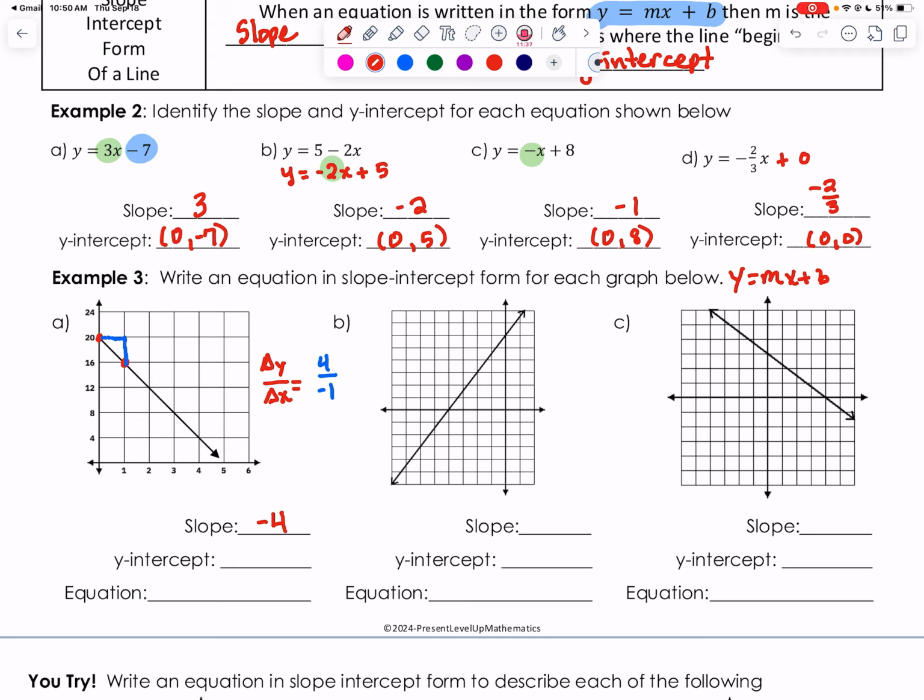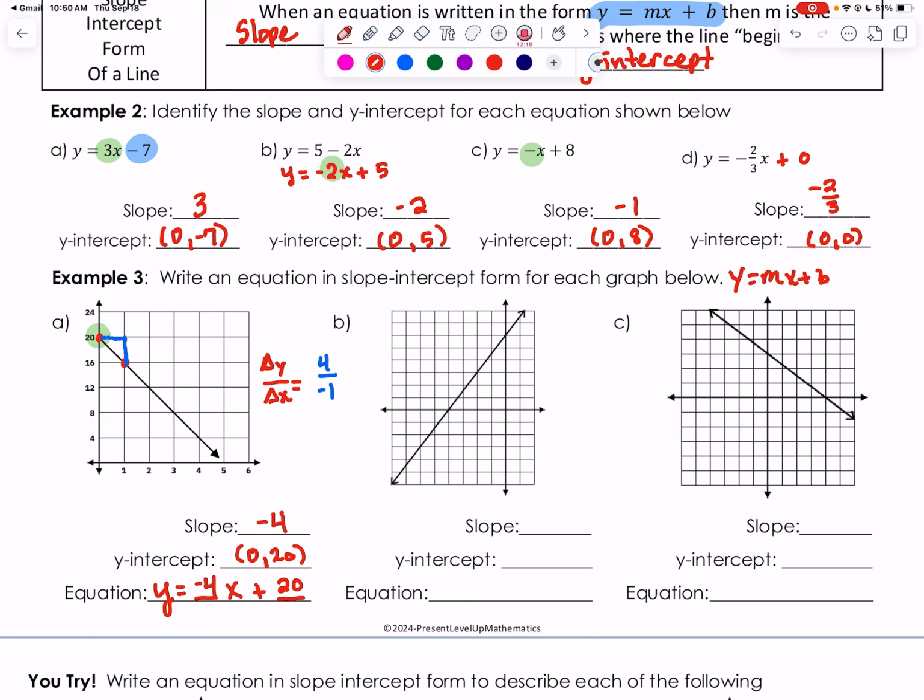Now, the y-intercept is where the line intersects the y-axis. So you can clearly see that it intersected the y-axis at (0, 20). Now we're going to put those two numbers together to write an equation. So y equals something x plus something. So remember, the slope is attached to x. So I'll put a -4 there. And then the y-intercept is your constant term. So your equation is y equals -4x plus 20.